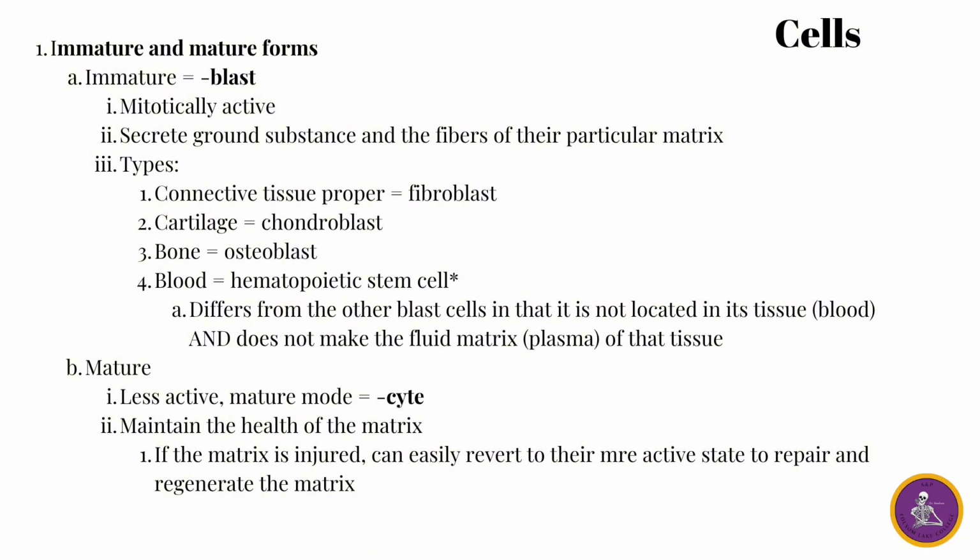repairing it when needed. Blood is a special case, where hematopoietic stem cells give rise to the cellular components of blood, but don't themselves form the plasma matrix. Importantly, mature cells can often reactivate and become more blast-like again during healing.